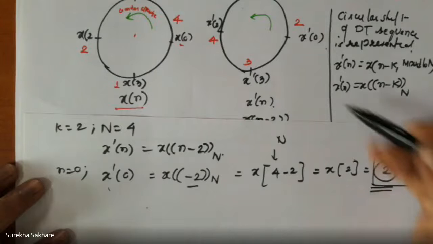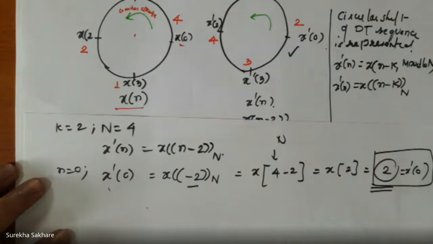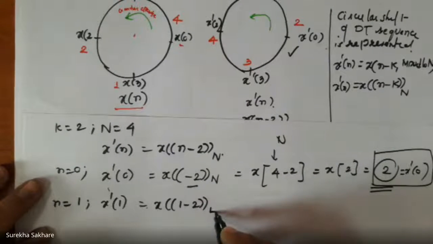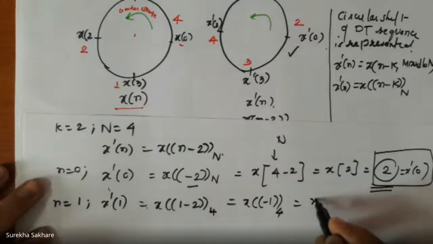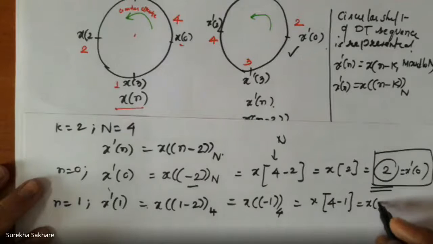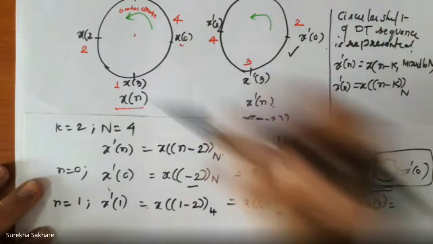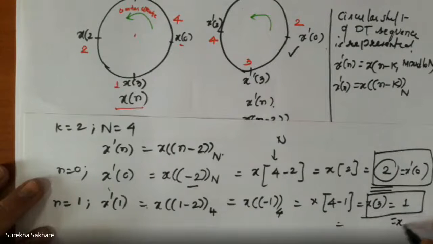Now at n is equal to 1, x dash of 1 is equal to x circular shift, n equal to 1 minus 2 modulo 4, you can say like this. Now because I get it as minus 1, I will add in the linear the 4 minus 1. This will be x of 3. x of 3 is coming as 1. So is this x dash of 1? Yes. x dash of 1 is 1. Just check.